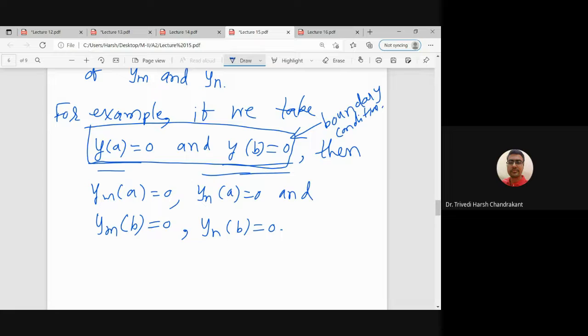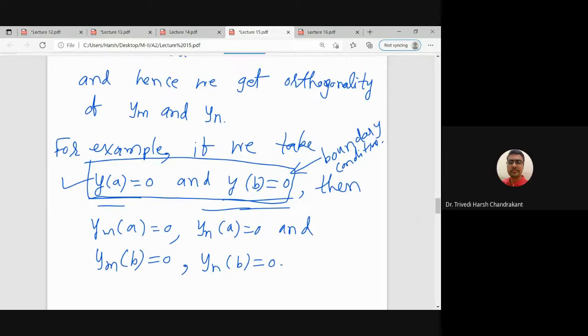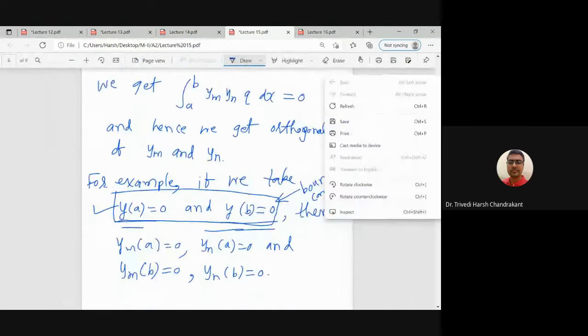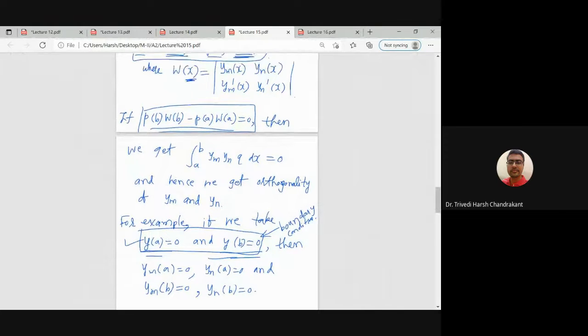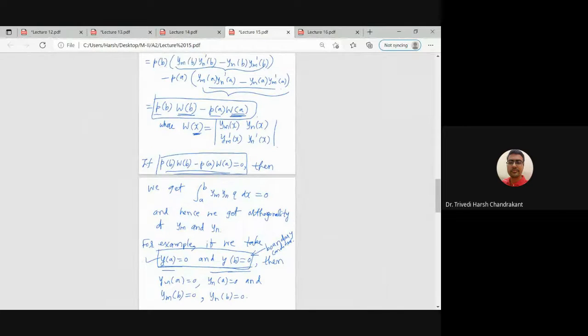So if you take this boundary condition, then we get these four values to be 0, and whenever these four values are 0, we can see what the effect is on the corresponding Wronskian. So if ym is 0 and yn is 0, then these values will be 0 in W(a), right? So one of the rows is 0, so the Wronskian itself is 0, right? So W(a) will be 0.